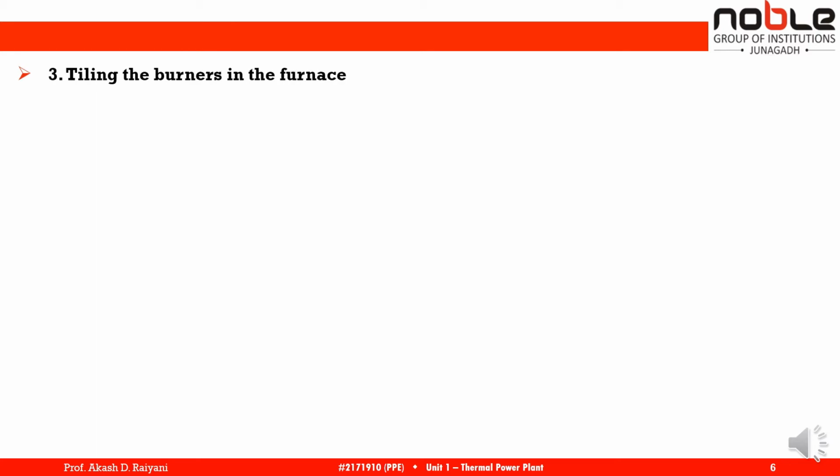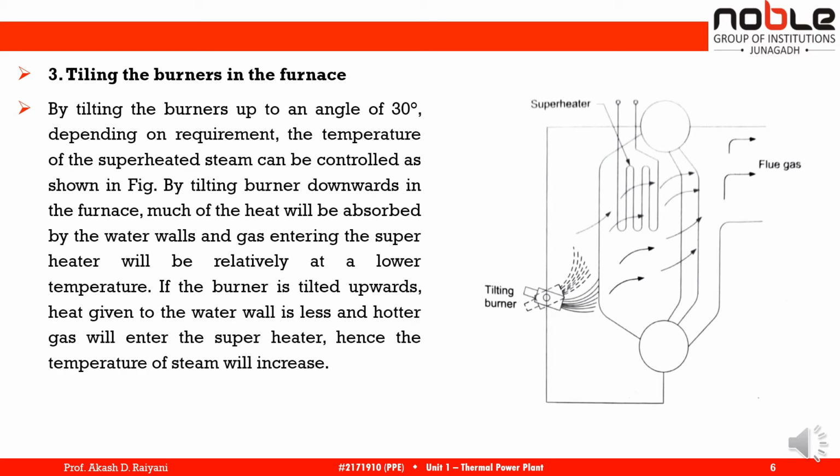Next one is tilting the burners in the furnace. You can see from the schematic diagram, here it is the tilting burner. It can tilt in a range of angles. By tilting the burner up to an angle of 30 degrees depending upon the requirement, the temperature of the superheated steam can be controlled as shown in the figure.